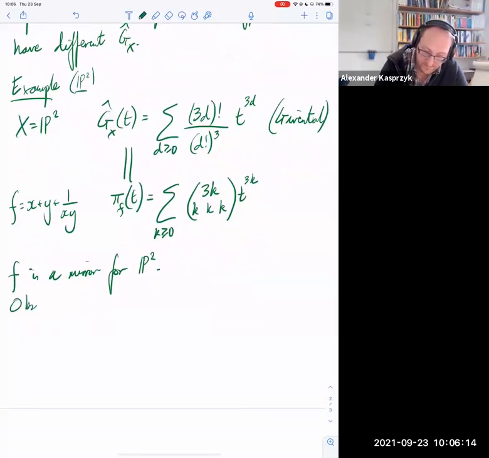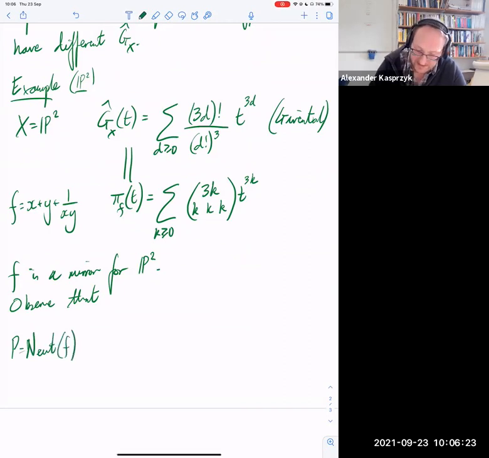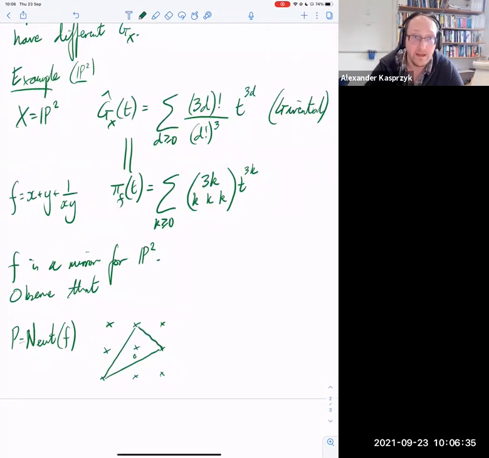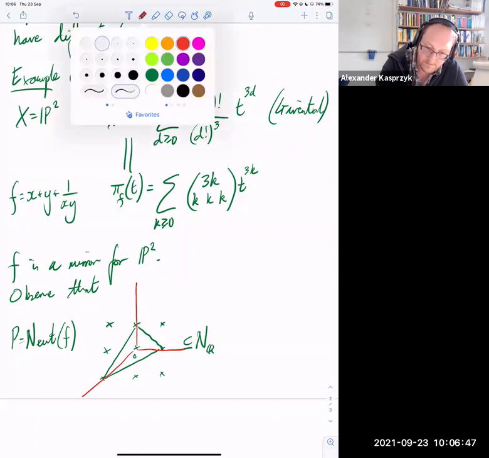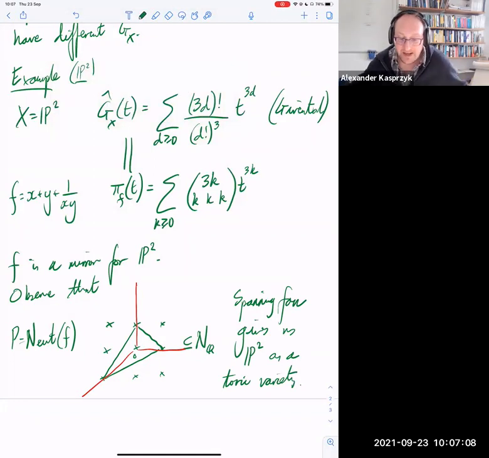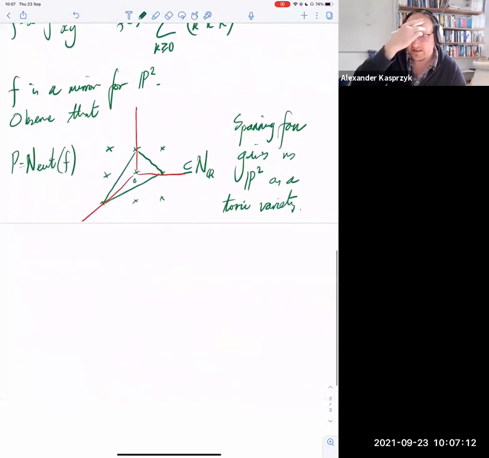And observe, let's move to the Newton polytope. What we're going to get is this convex body. I'm going to place it in the lattice N. And if we take the spanning fan over this, we get the fan of a toric variety. And that toric variety is P2. And so you might say, okay, big deal, but of course not every manifold is a toric variety.